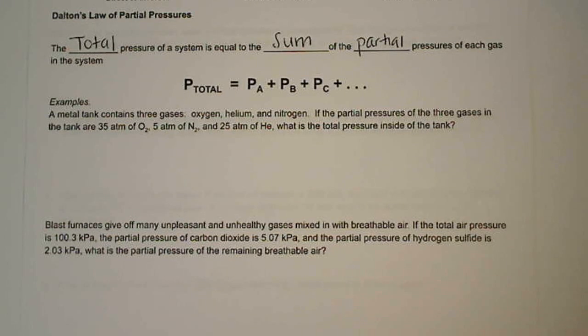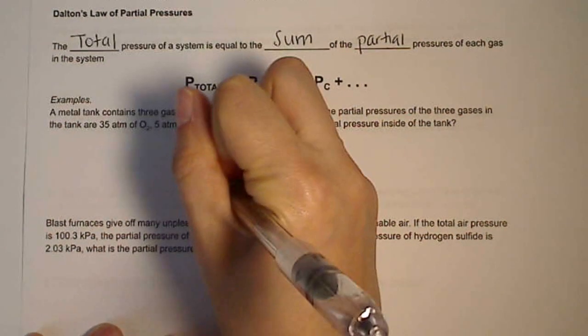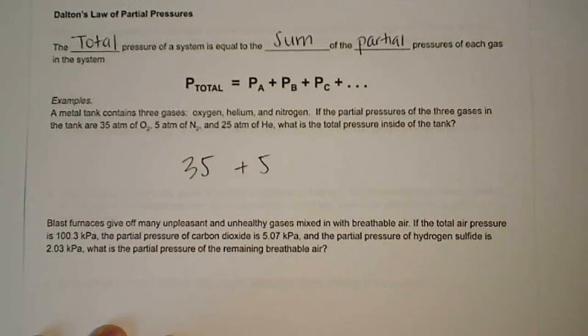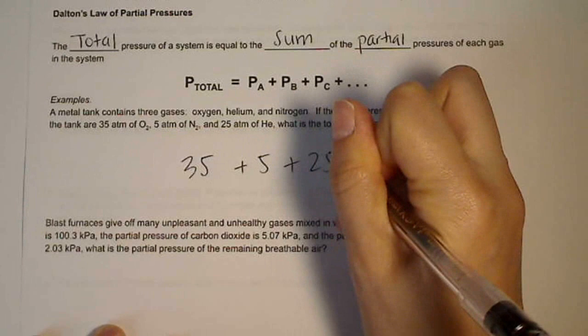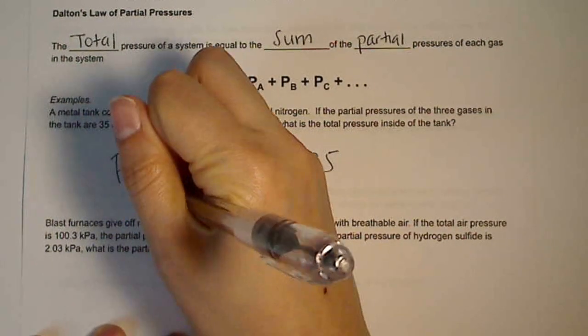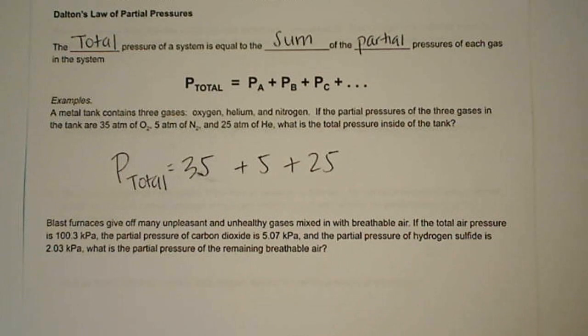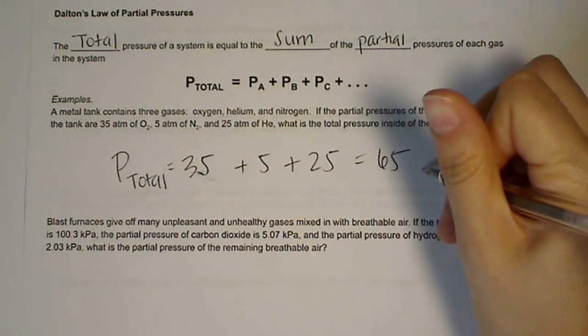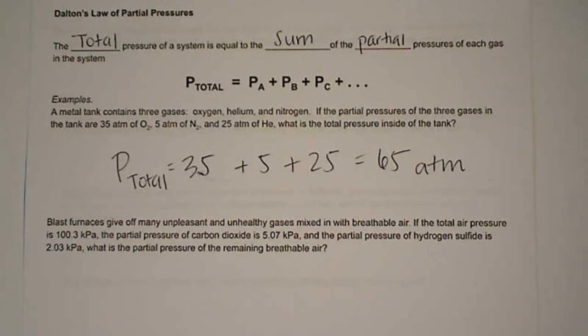You have oxygen, helium, and nitrogen. Oxygen is exerting 35 atmospheres. Nitrogen's exerting 5. And helium is exerting 25. Okay, so the total pressure is the sum of all of the partial pressures. So 35 plus 5 is 40, plus 25 is 65, and our unit is atm. Okay, same thing with the next one.